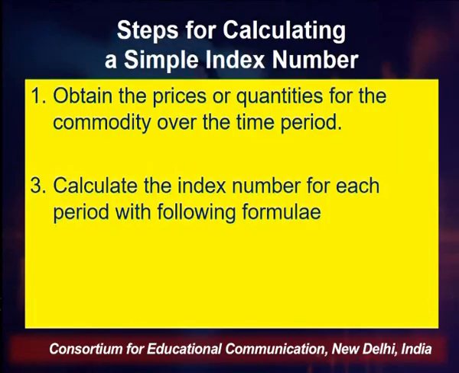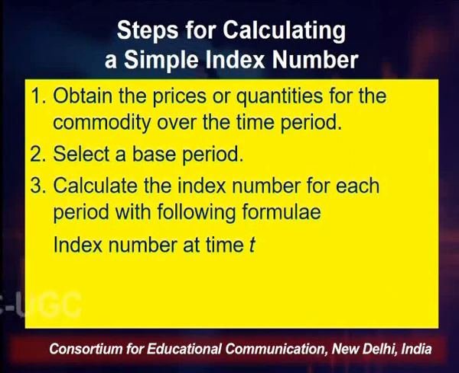Now I'll be telling you how to calculate a simple index number. Suppose there is a small example and the examiner wants you to calculate the index number for each period with some formula, and the values are given. They are asking you to obtain the price or quantities for the commodity over the time period, and you have to calculate the index number for each period. And for that you have to first select a base period. Two periods are given, you select the base period, and then you calculate the index with the help of a formula.